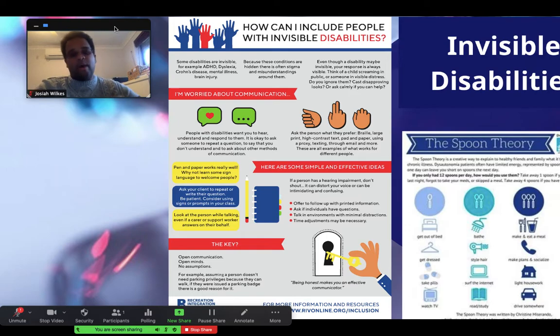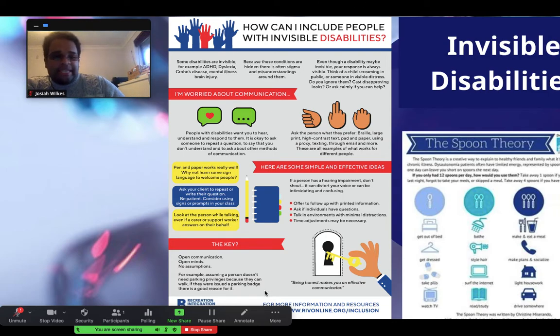So one of the things that's really important when you're working with students with disabilities is to actually be in dialogue with them. Don't assume that someone with a vision impairment needs Braille. Don't assume that a person with a hearing impairment wants to communicate via sign language. Talk to the person and say, what do you need? How do you want to communicate?